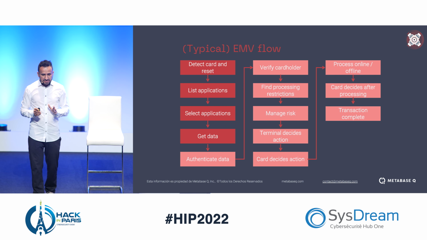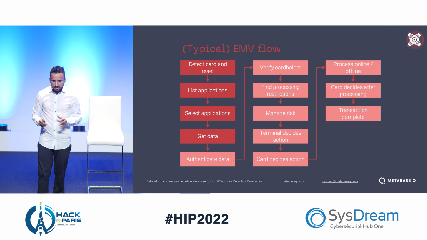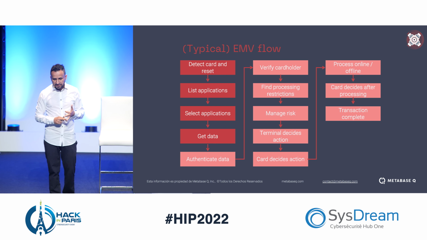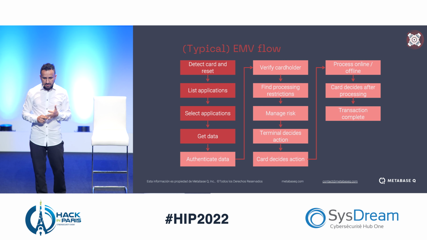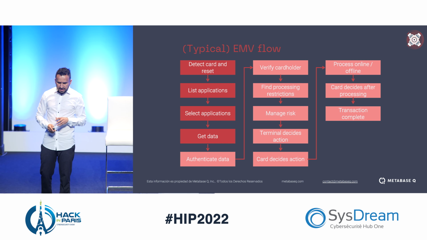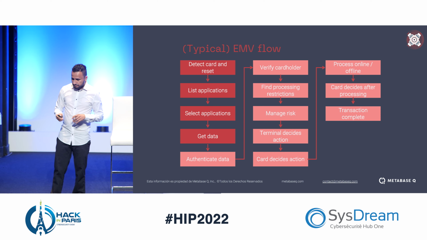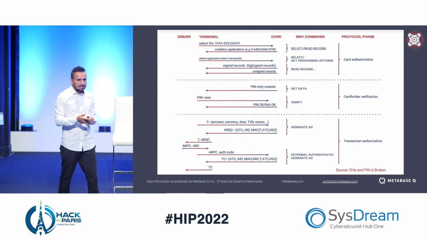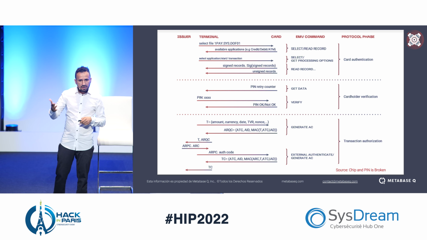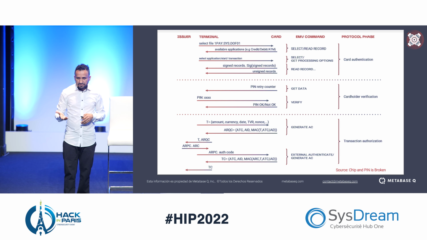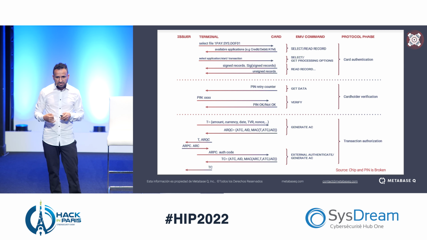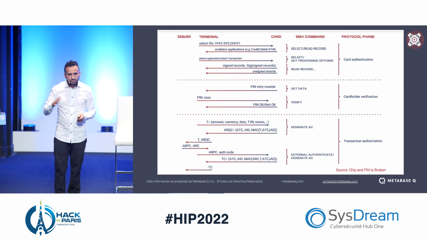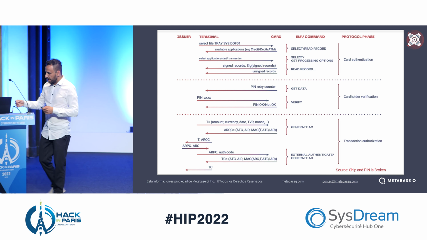So what are the main phases of these transactions? Basically, we have three different phases: the card authentication, the cardholder verification, and the transaction authorization. The first part, card authentication, is when you insert the card and the terminal starts listing what kind of card you're using, Visa or MasterCard. After that is when they ask you for the PIN or the signature. And finally, it's going to authorize the transaction, sending the data to the bank, which is going to respond with the ARPC.